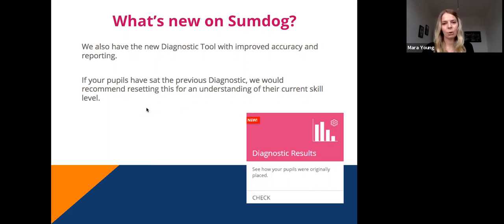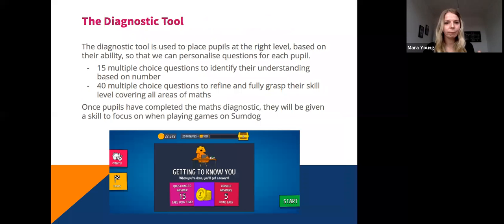Now, with this diagnostic, we have taken away the elements of games, because teachers said to us in the feedback that the games were getting a bit distracting. The purpose of this diagnostic is that Sumdog doesn't know anything about your children to start off with. We don't know what level they are, and that's what this diagnostic is doing. It's asking them questions. We've also broken it up into two parts, and the first part is on number, because that's obviously a bigger area, we cover more of that, and then we move on to 40 questions on all maths topics.